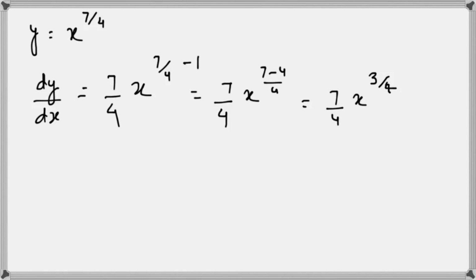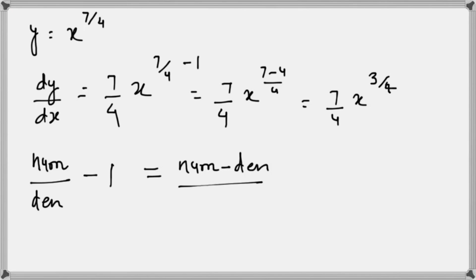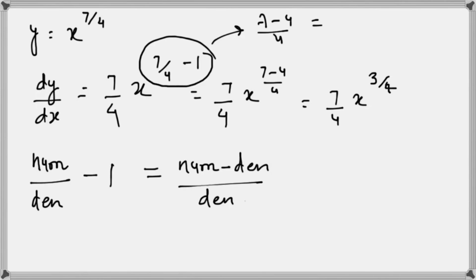Now here is a handy little shortcut. When the power is a fraction, if you have a fraction and subtract 1 from it, you can write it as numerator upon denominator minus 1, and that gives us numerator minus denominator upon denominator. So I can directly write the solution of this as 7 minus 4 upon 4, and that gives us 3 by 4.